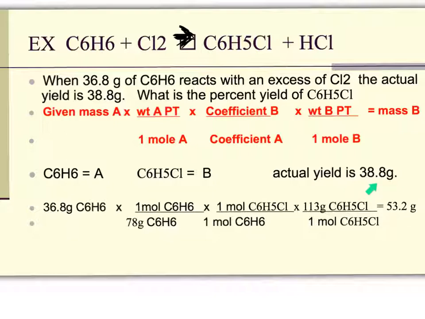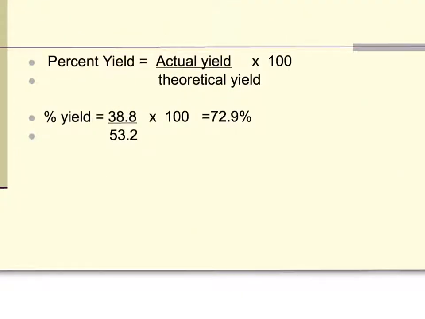Our actual yield is 38.8. Now I did notice on this equation that we do need to fix it, and this needs to be switched. Now that we have our actual yield of 38.8 and our theoretical yield of 53.2, we plug those into our equation, multiply times 100, and we get 72.9%.